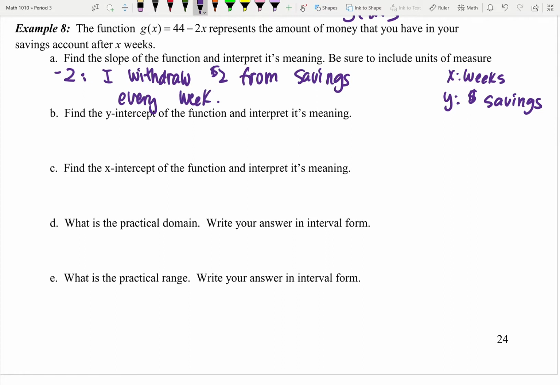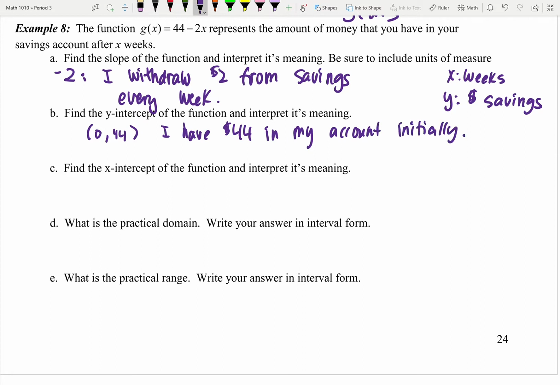Because it's a negative, right? Okay, question B. Find the y-intercept. To find the y-intercept, x is 0. X means the number of weeks. So if no weeks have passed, how much do I have in my savings account? $44. There it is. What does that mean? It means I have $44 in my account initially.